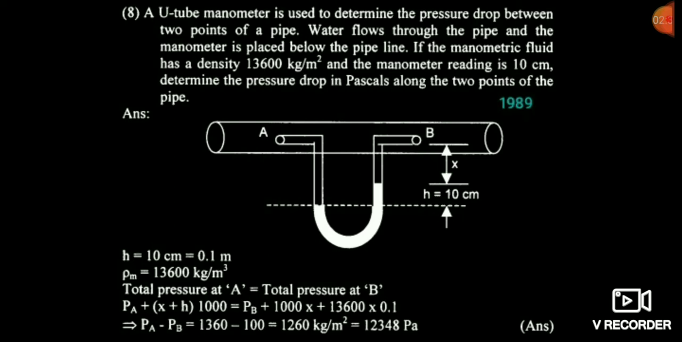So you can calculate and get PA minus PB, which is what is asked: determine the pressure drop between the two points. So PA minus PB is 12348 Pascal. You can clearly understand here that the pressure at point A is greater than the pressure at point B because PA minus PB is positive. You can derive one conclusion from here: the level of mercury is lower in the left limb than the right limb, but the pressure is higher in the left limb.